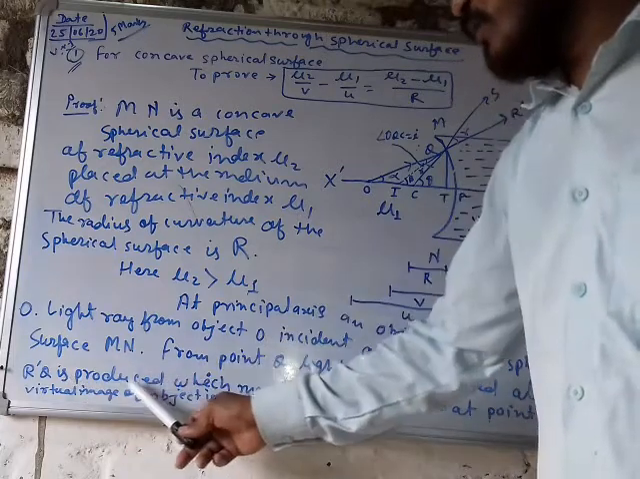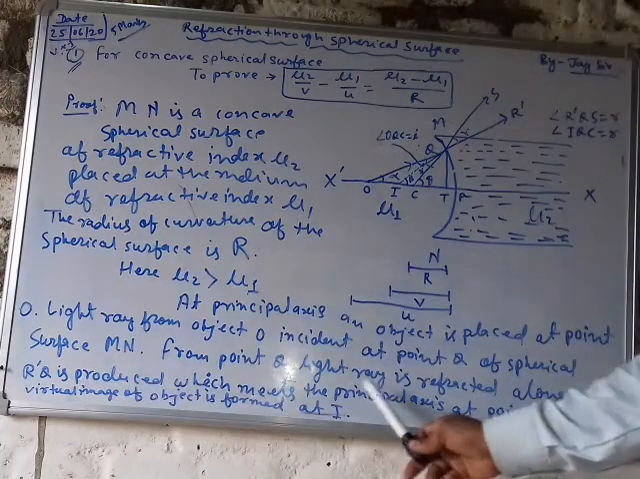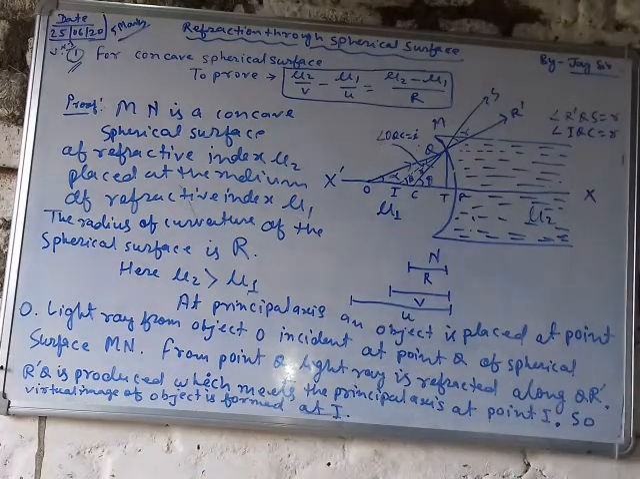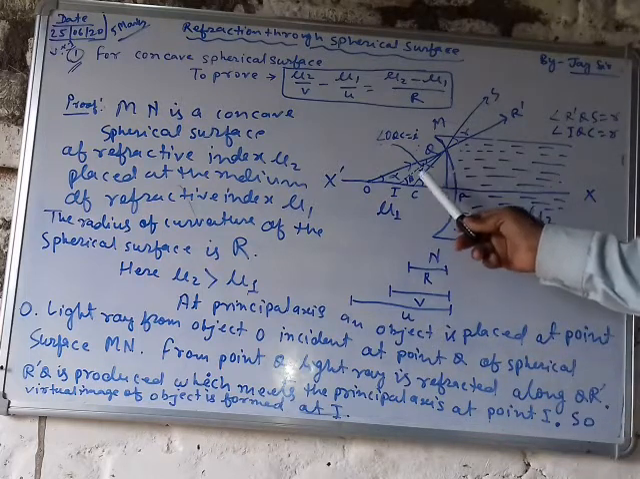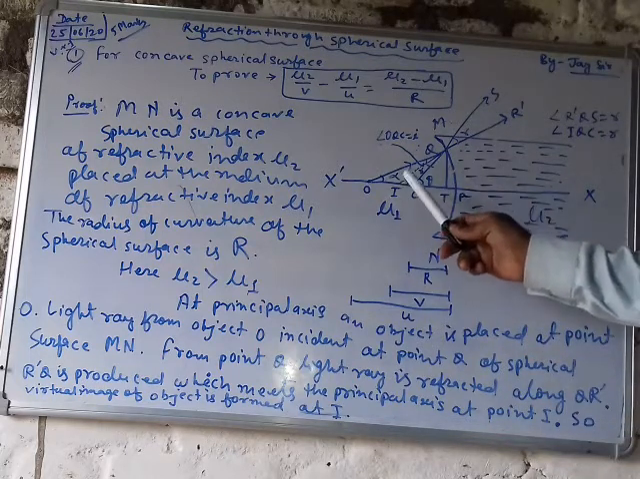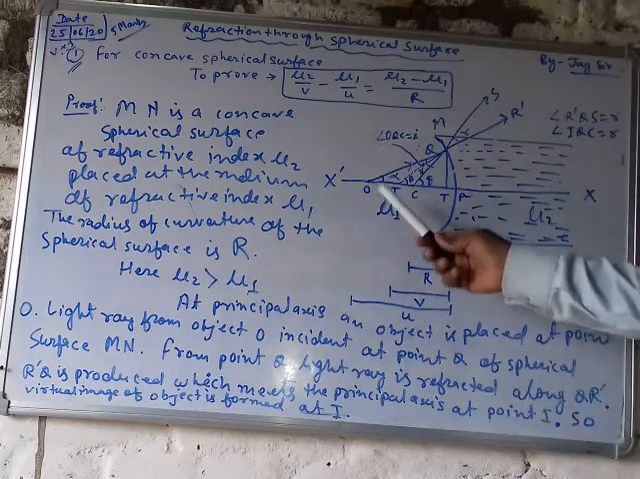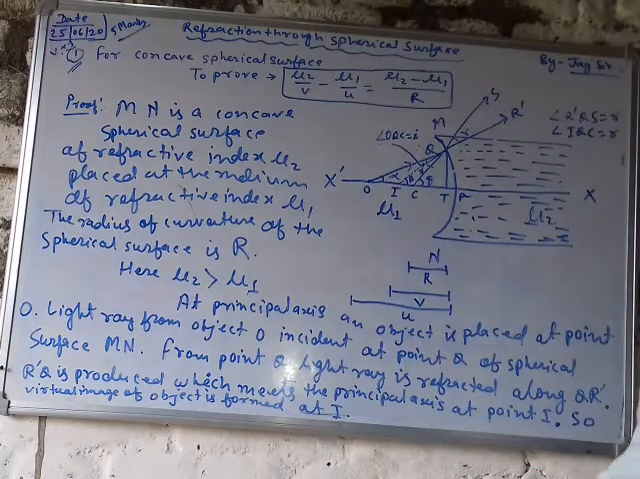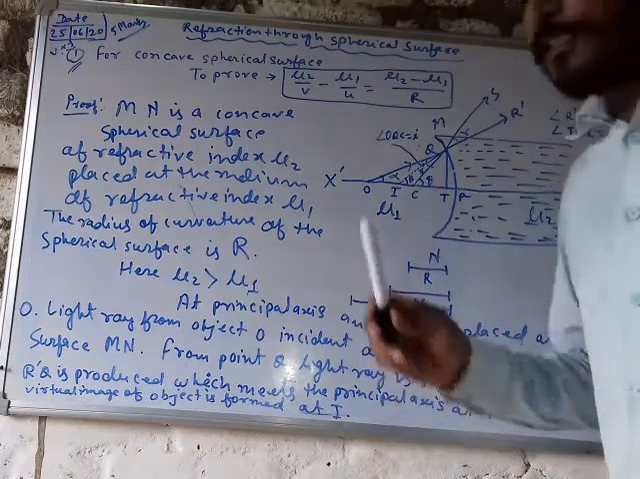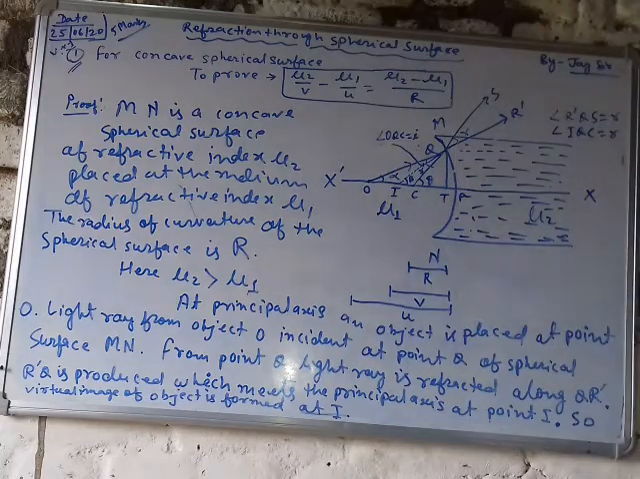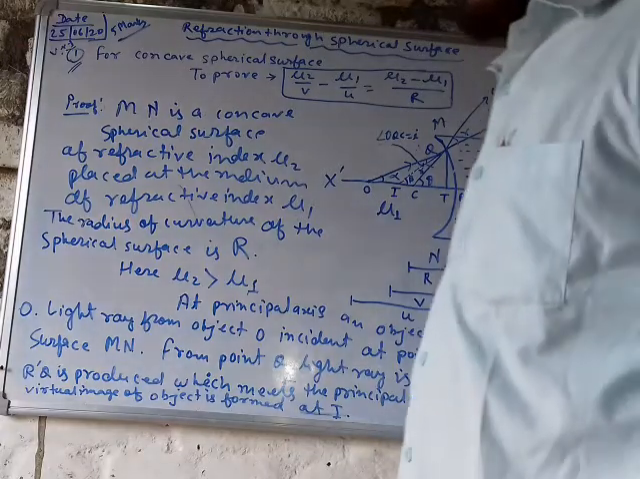R dash Q is produced, and it meets the principal axis at point I. So a virtual image of object O is formed at I. Now further we discuss.